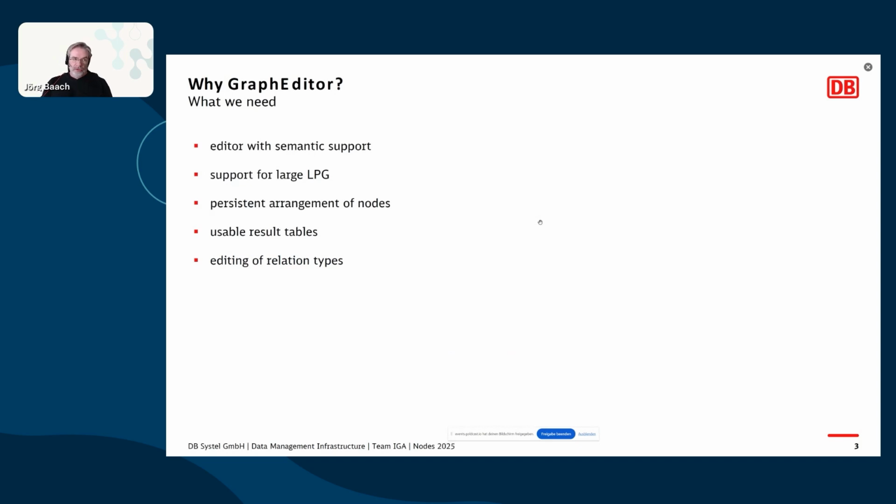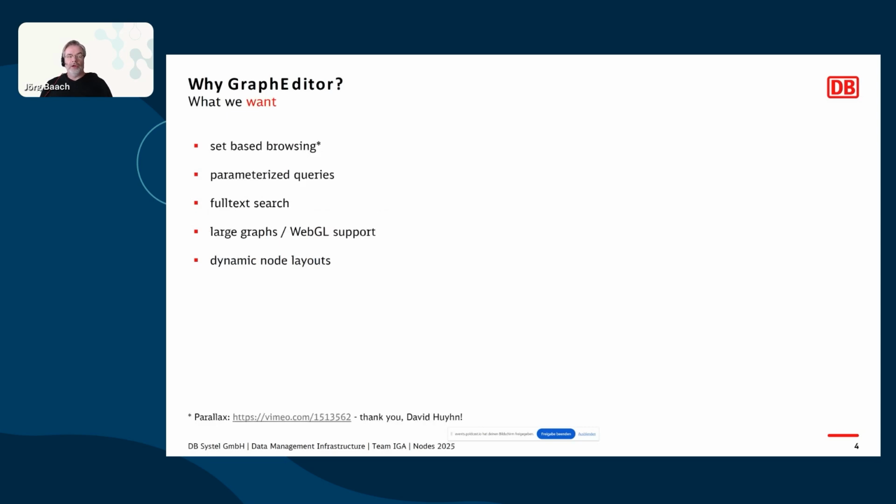And in order to do what we do and also help our customers inspect their data, we needed some things. We needed an editor for graph databases with semantic support. We needed something that works with large labeled property graphs. We also had some other needs, like the persistent arrangement of nodes and the other things that you find here. And I'll explain in a minute or two what that actually means when I do a live demo. There are also not only the things that we need, but also things that we want. You can find them here.